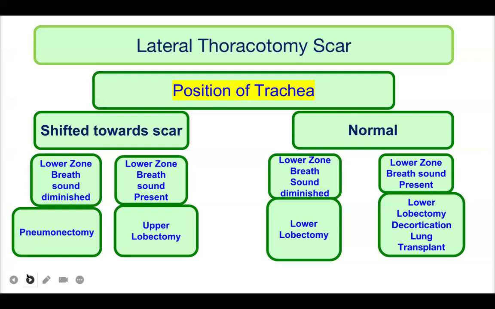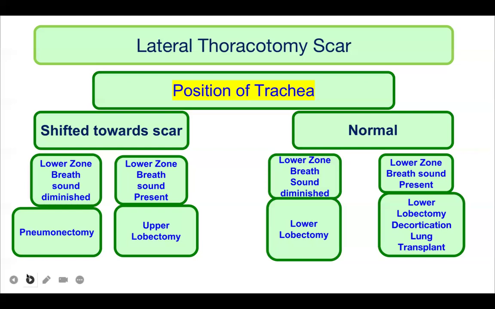Okay, so if you get a lateral thoracotomy scar mark, we should check the position of the trachea. If the trachea is shifted towards the scar mark, we need to check whether it is pneumonectomy or upper lobectomy. In case of pneumonectomy, the lower zone breath sound will be diminished to absent, and in case of upper lobectomy, the lower zone breath sound will be present.